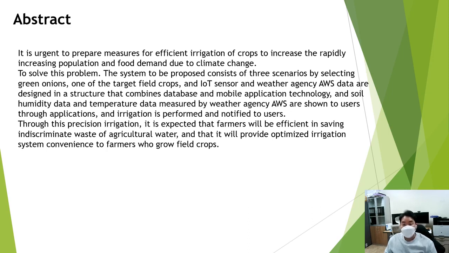Soil humidity data and temperature data measured by the weather agency AWS are shown to users through the application, and irrigation is performed and notified to users. Through this irrigation, it is expected that farmers will be efficient in saving indiscriminate waste of agricultural water, and that it will provide an optimized irrigation system to farmers who grow field crops.